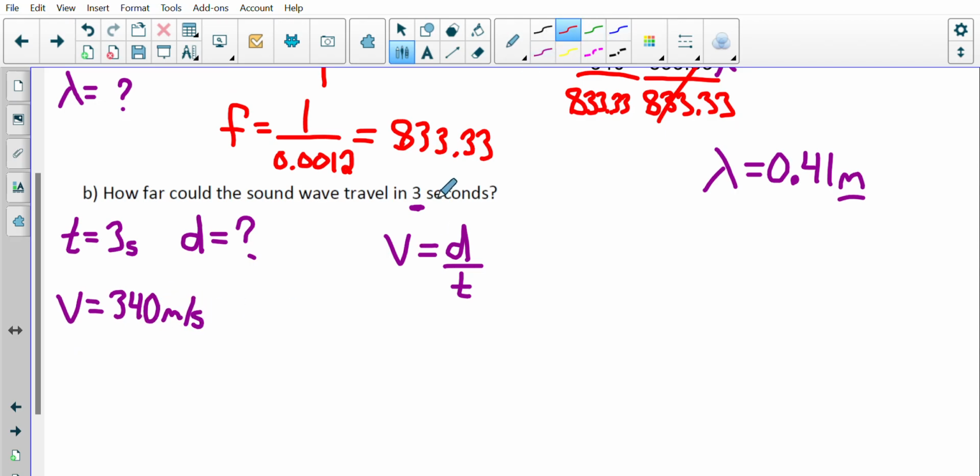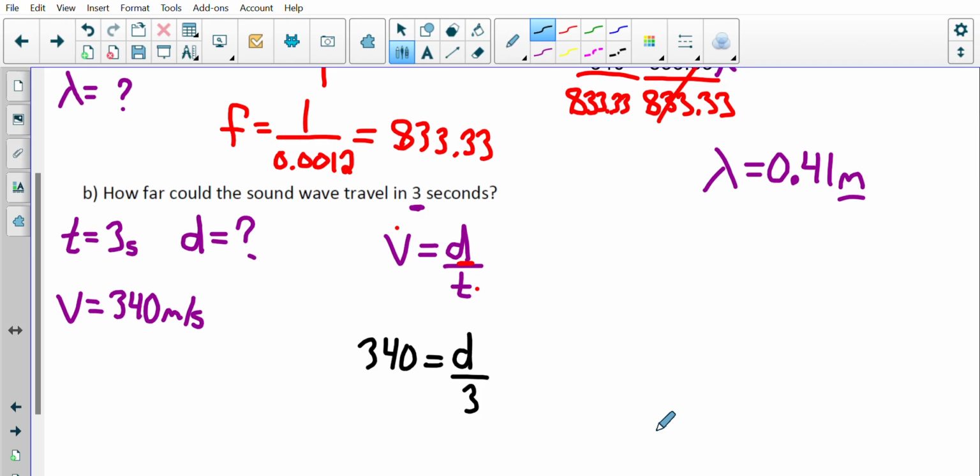All right, so let's see here. I got the V, I got the T, can find the D. So I'm going to substitute in here. We got 340 as our velocity, our distance we're trying to figure out, and our time is 3.